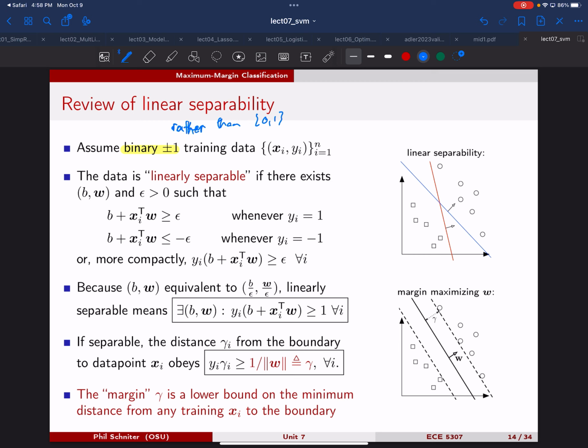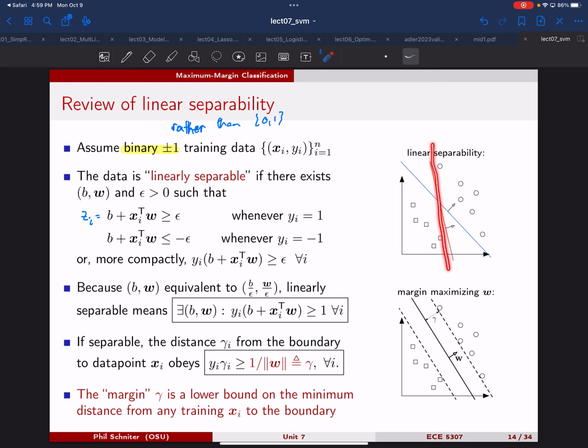And so now we're going to define linearly separable in a mathematical way. I think probably the easiest place to start would be to think about the scores. Let's say the score for the ith training sample is b plus x_i transpose w. If the label y_i is 1, we want the score to be positive. So epsilon is going to be some strictly positive number, and we want this to be greater than or equal to that positive number. So that's what we want.